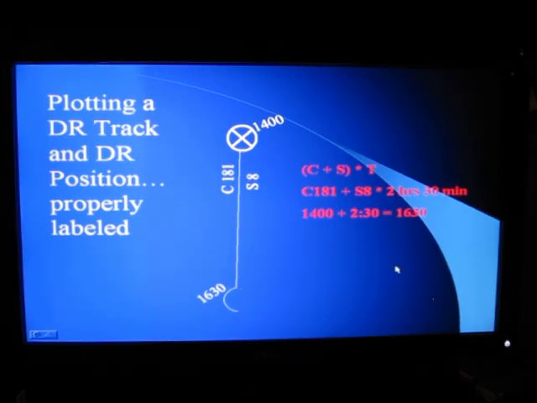Okay, please stop and review all this to make sure you understand how to lay out a DR track and a DR position before you go further with this presentation. Review and make sure you understand it. Okay, assuming you've done all that, let's continue. Once again, 2 hours and 30 minutes is expressed on this line by the 20 nautical miles. And our time is down here at 1630, always labeling it.